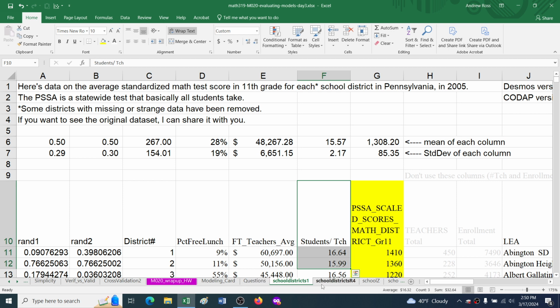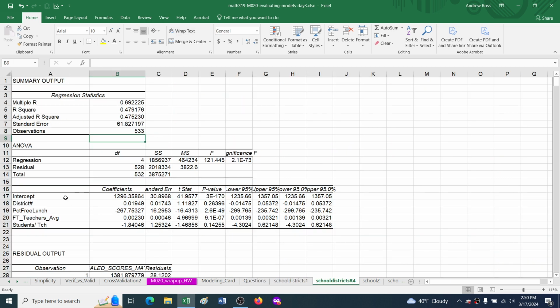So just a reminder, here's the regression we had, where we had an intercept term of about 1,300. We had a coefficient of negative 267 on percent free lunch. We had a coefficient of 0.00230 on teacher salary. And we might ask, does this mean that percent free lunch is 267 times as important, actually way more than that, than teacher salary, because this coefficient is much, much bigger than that?